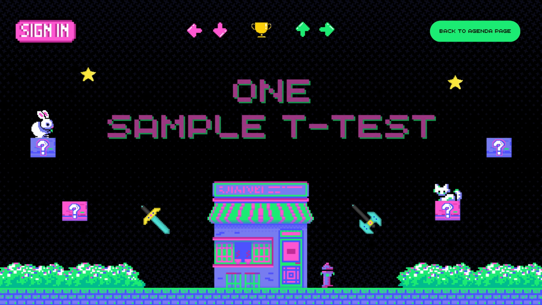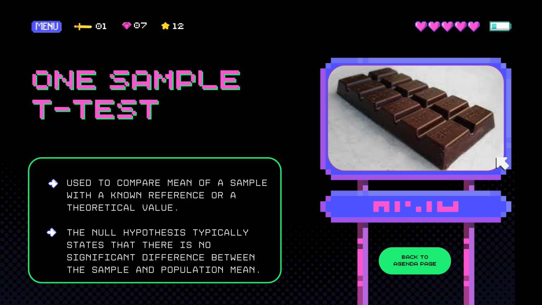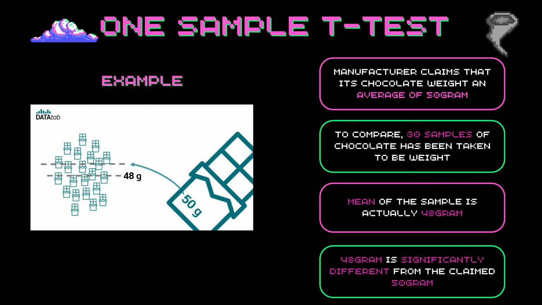First and foremost is the one-sample t-test. A one-sample t-test is used to compare the mean of a sample with a known reference or theoretical value. Plus, the null hypothesis typically states that there is no significant difference between the sample and population mean. For example, there is a chocolate manufacturer that claims its chocolate weight is an average of 50 grams. So to confirm this claim, a one-sample t-test will be conducted.